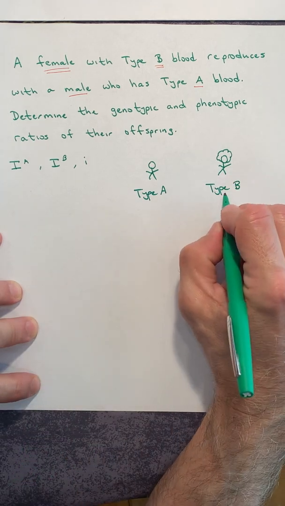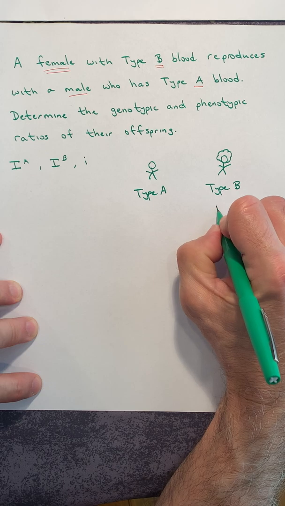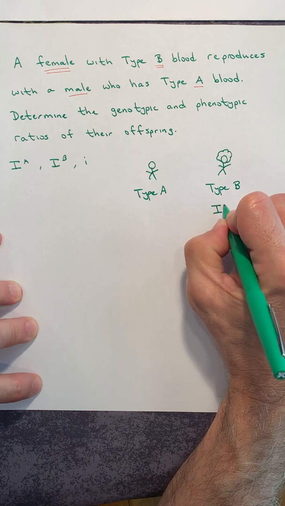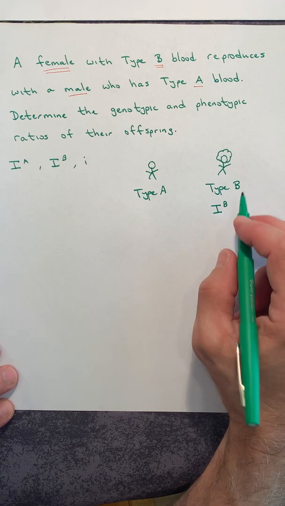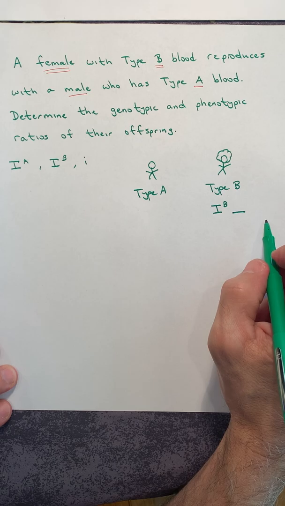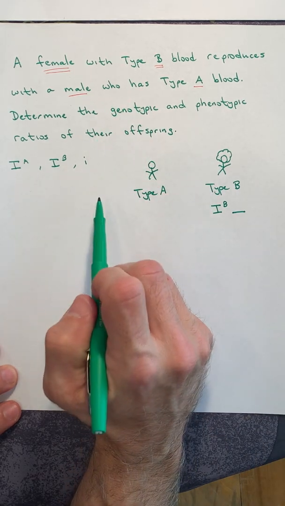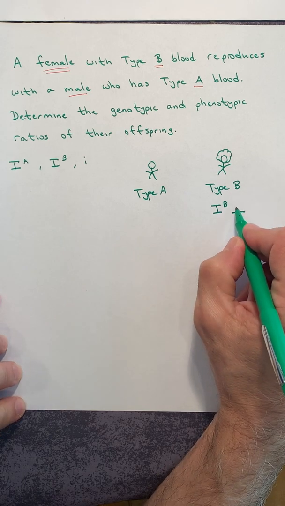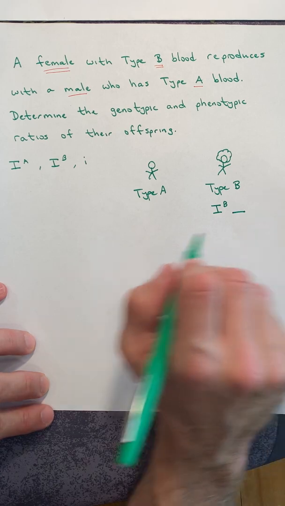Okay, so what do we know about our female for sure? We know for sure that she carries big I, big B. She carries IB for sure. Do we know what her second allele is? We don't. It didn't say anything about their children, okay? So pick one. You could make this IB, you could make it little i. It's totally up to you.